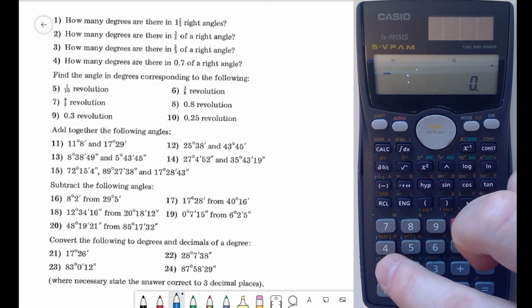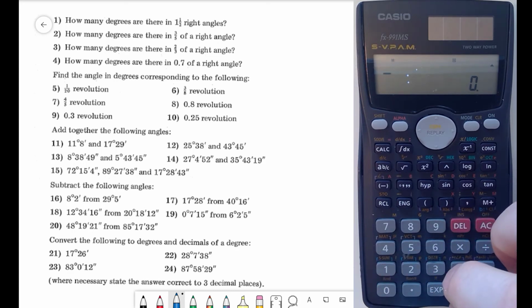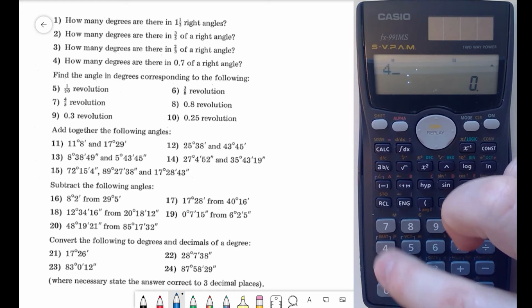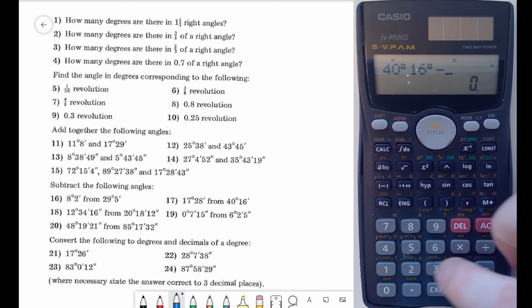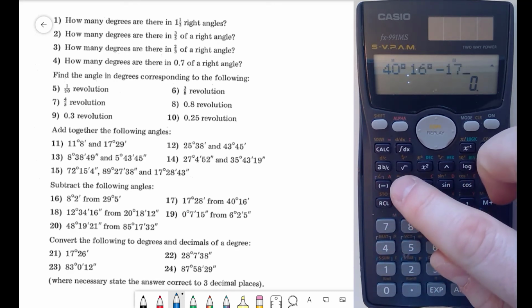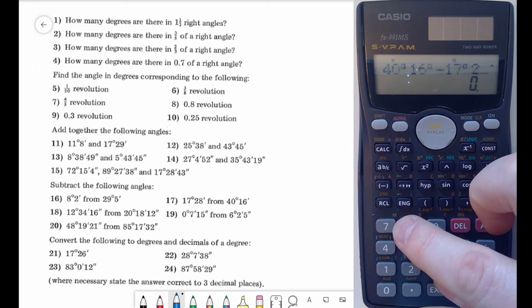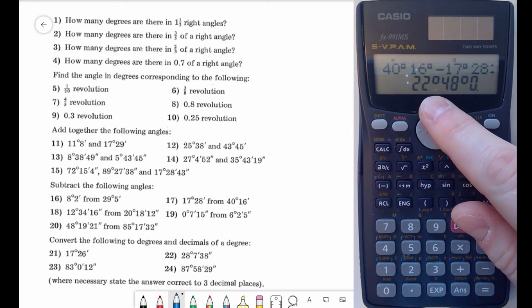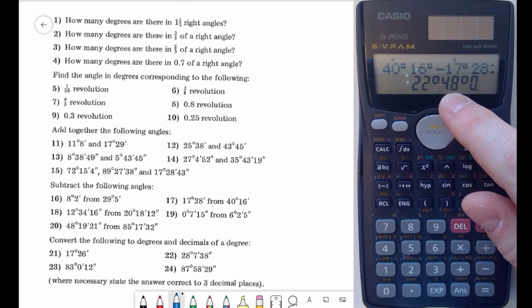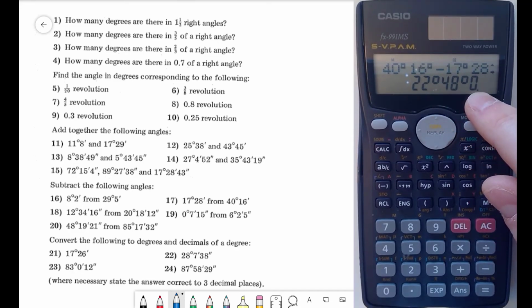For number 17, we've got 17 degrees 28 minutes subtracted from 40 degrees 16 minutes. So 40 degrees 16 minutes, and we're subtracting 17 degrees and 28 minutes equals, here we go, 22 degrees 48 minutes and 0 seconds.